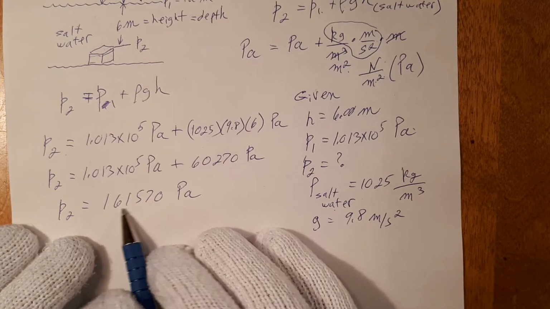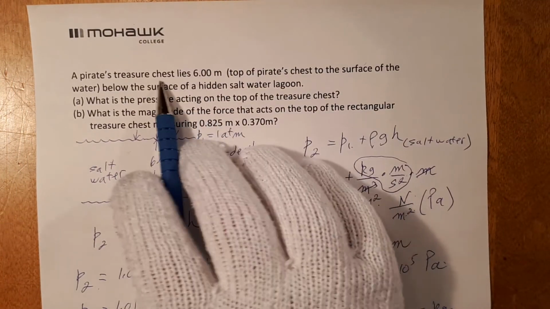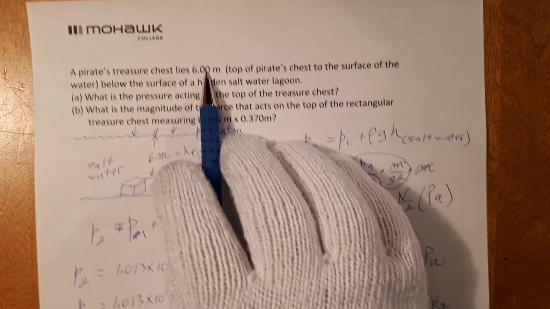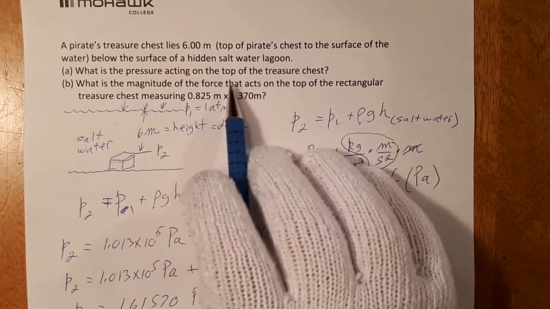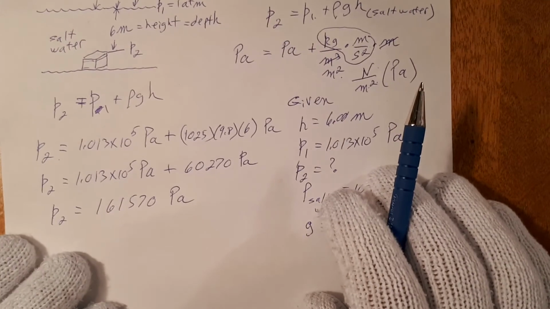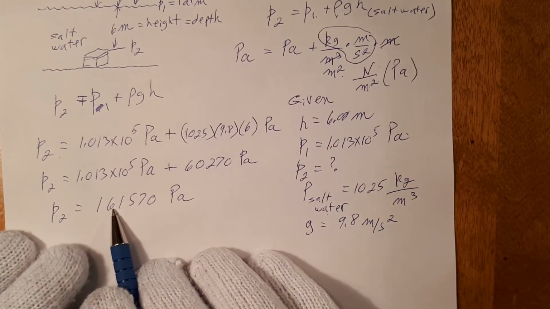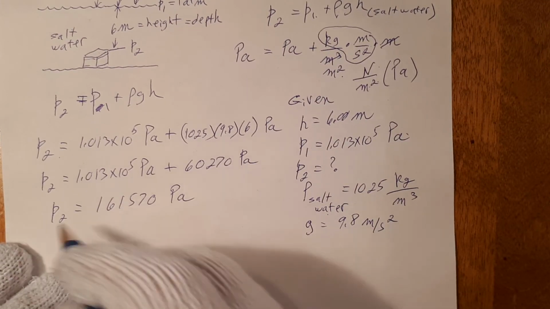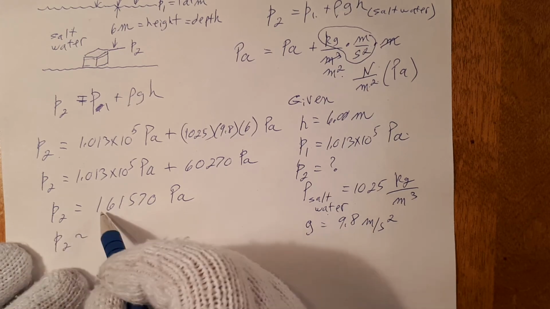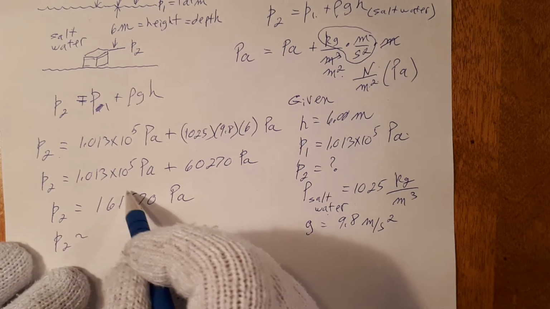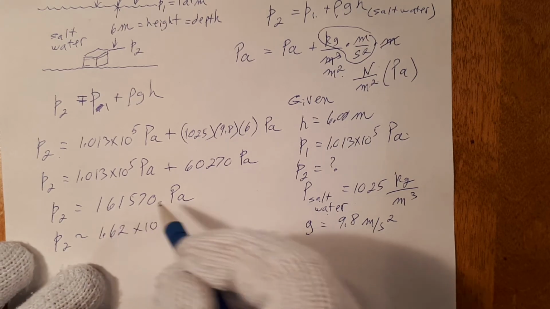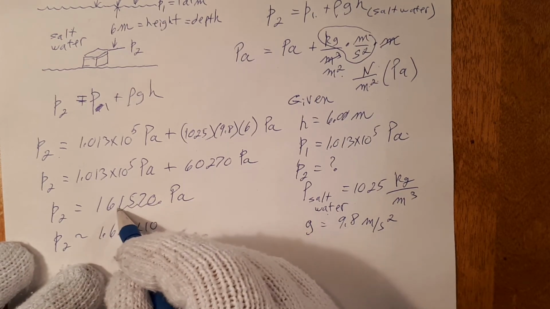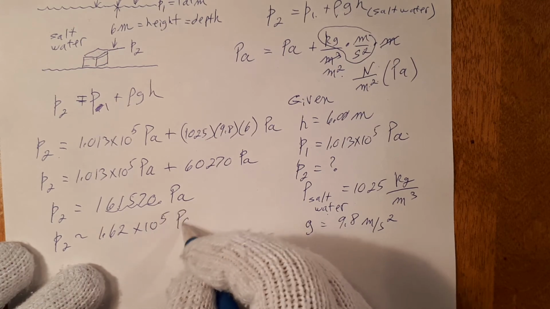Looking at the significant figures now, the original question where we're given 3 sig figs for the depth. That was the measurement down here. And everything else is understood. We'll consider them to be exact values. So we can have 3 significant figures here. Pressure at 2: 1, 2, 3. Look at that one, go on up. 1.62 times 10 to the power of, decimal point is here, 1, 2, 3, 4, 5 pascals.